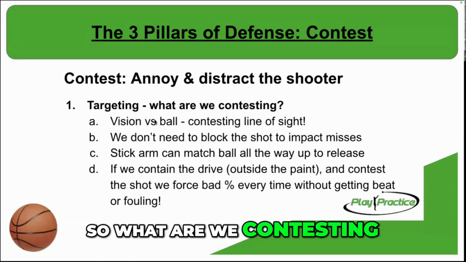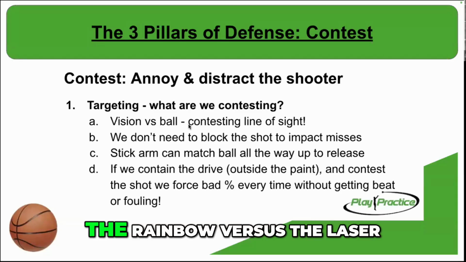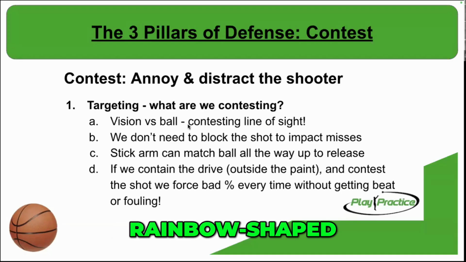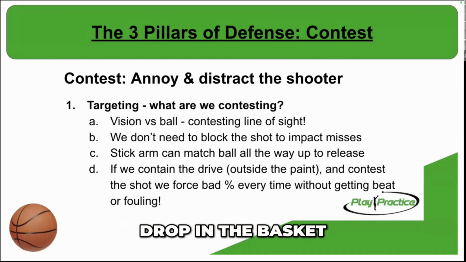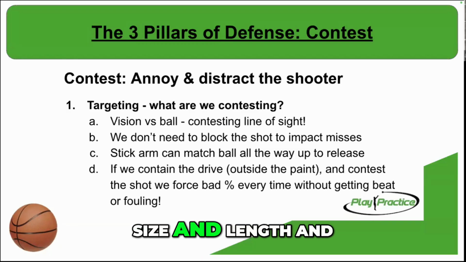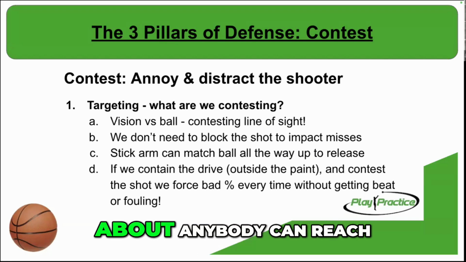So, what are we contesting? The vision versus the ball. So I call this the rainbow versus the laser, right? The path of the ball is a big parabola, rainbow shape, way up high to drop in the basket. Contesting the line of that ball would be very difficult for most players, regardless of their size and length and ability of jumping. But to contest the vision of the shooter is like a laser beam. From their eyes to the rim is a straight line that just about anybody can reach.